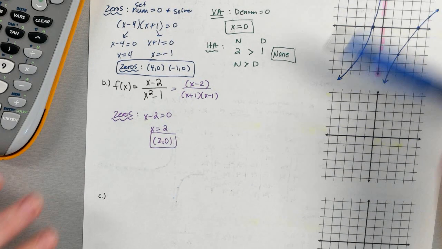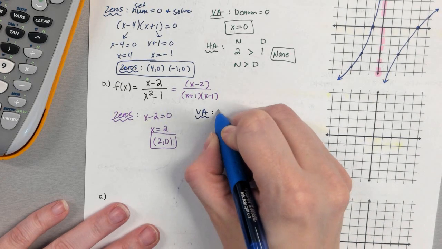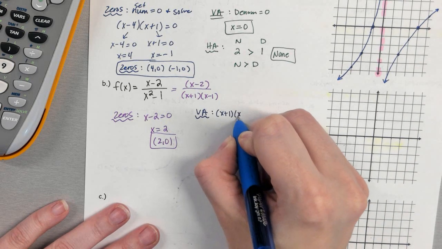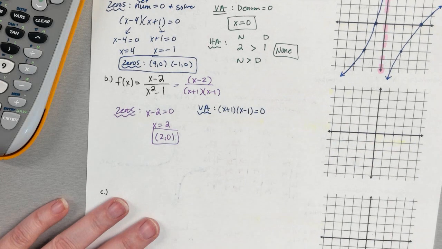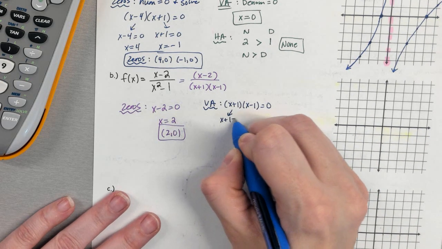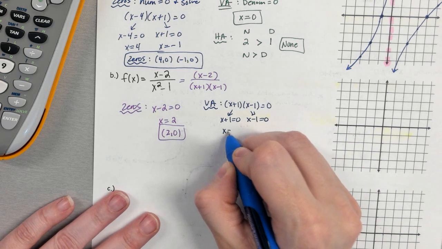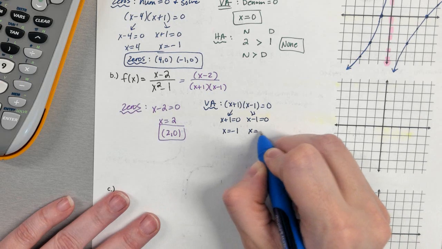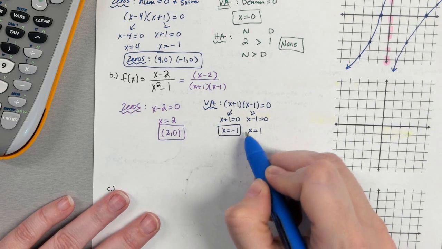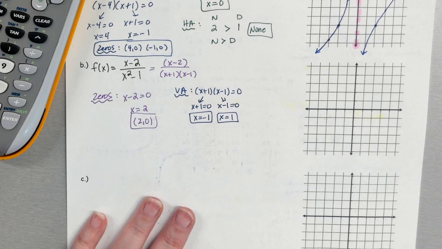And then for the vertical asymptote, you're going to take the denominator, and I would take it in its factored form, because then you know right away, if you set this equal to 0, set x minus 1 equal to 0, you'll get x equals negative 1, x equals 1. Remember to have the x equals with those, because those are lines.